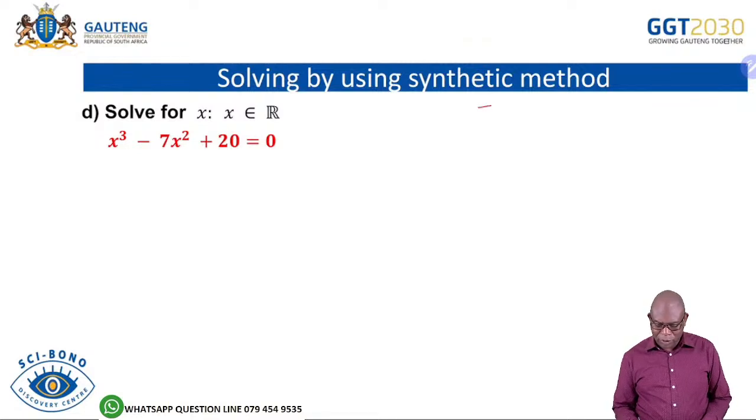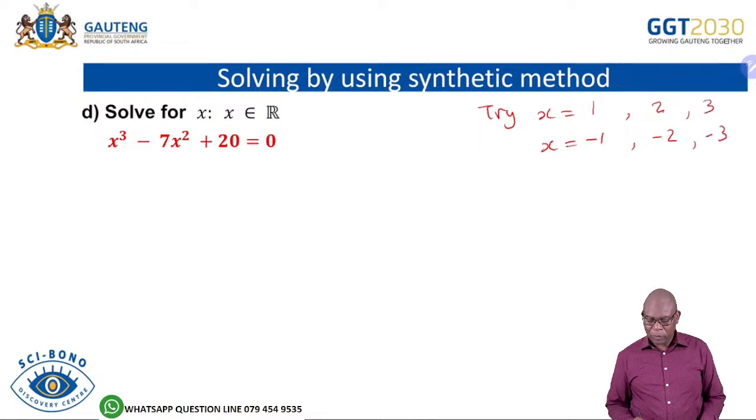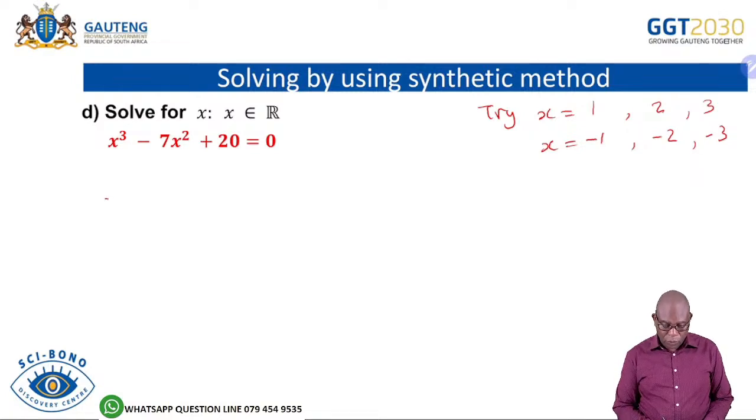So first of all, we're going to try x minus 1, x minus 2, x minus 3. Then to save time, I worked that one out, and 2 was a factor. So we got 1 here, negative 7 there, a plus 0 there, and a plus 20 there.